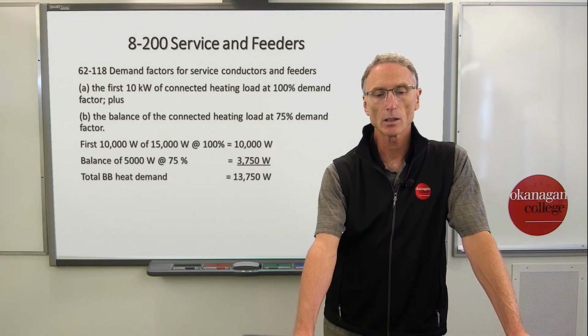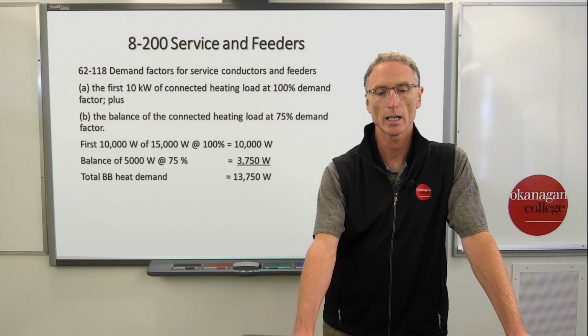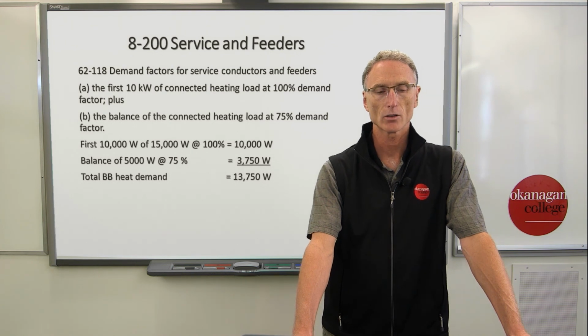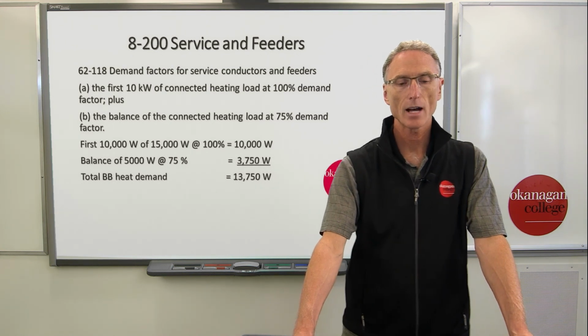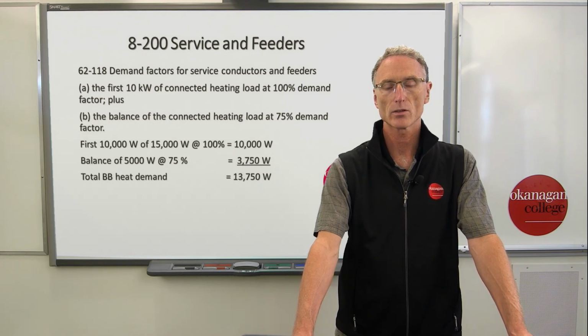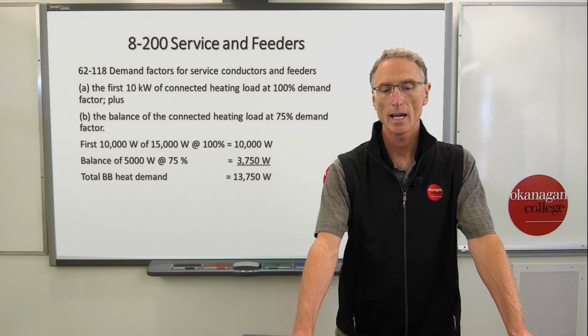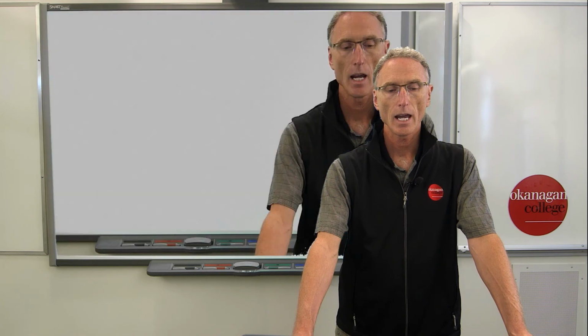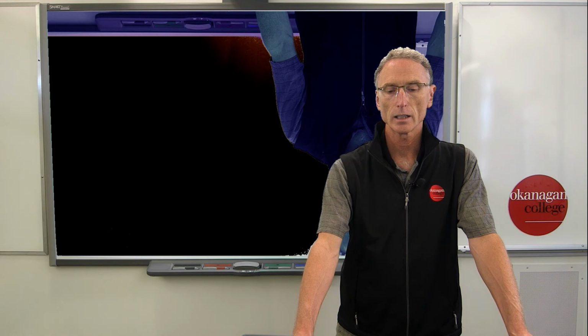So the first 10 kilowatts of connected heating load at 100% demand factor plus the balance of the connected heating load at 75%. So here's our calculation. First 10,000 of 15,000 watts at 100%. So we start with a number of 10,000 watts for our calculation, and then we're going to add in the balance of 5,000 watts at 75%, which that calculation gives us 3,750.